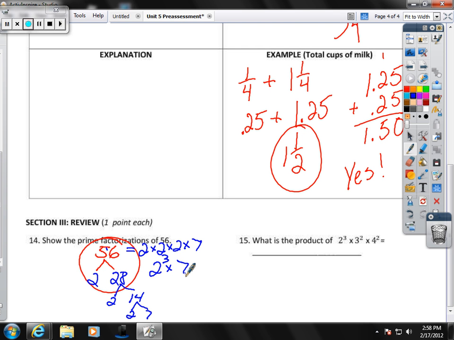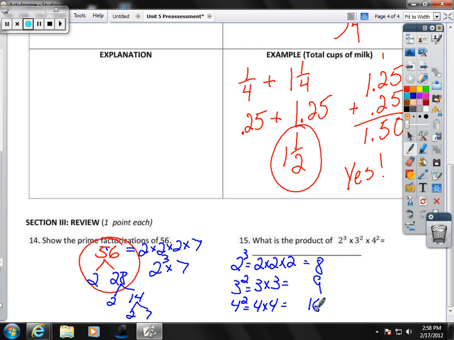What is the product of, number 15, what is the product of 2 to the 3rd power times 3 to the 2nd power times 4 to the 2nd power? Well, let's break it down like this. 2 to the 3rd power really means 2 times 2 times 2, which 2 times 2 is 4, times 2 is 8. 3 squared, or 3 to the 2nd power, means 3 times 3, which equals 9. And 4 squared means 4 times 4, which equals 16.